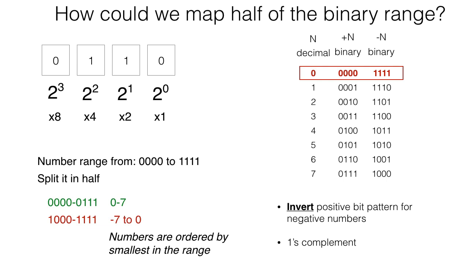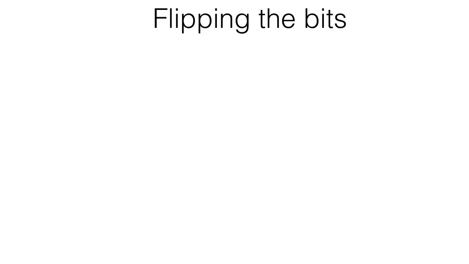I want you to take a minute, and I want you to look at this chart and think about this a little bit. Think about what we just did here. We split our number range in half. And when we did that and we lined it up from the numbers being ordered from smallest in the range up to the biggest on both sides, positive and negative, we ended up just inverting the positive bit pattern. Huh, cool. Let's see how this works.